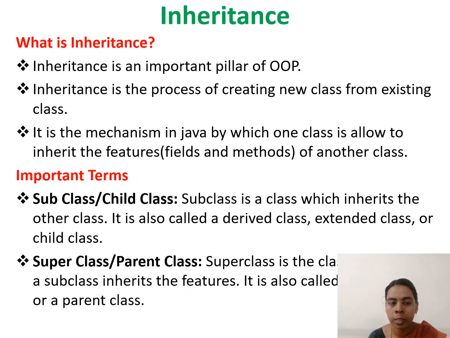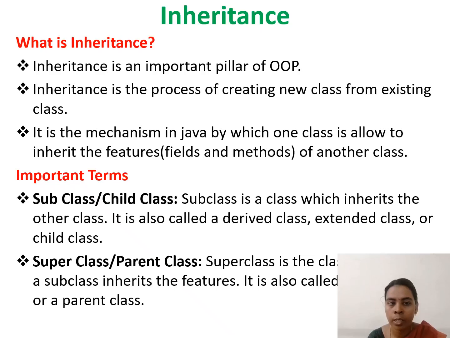Important terms: subclass, child class. A subclass is a class which inherits the properties of another class. It is also called a derived class, extended class, or child class. Superclass or parent class: a superclass is a class that gives its properties to the subclass.